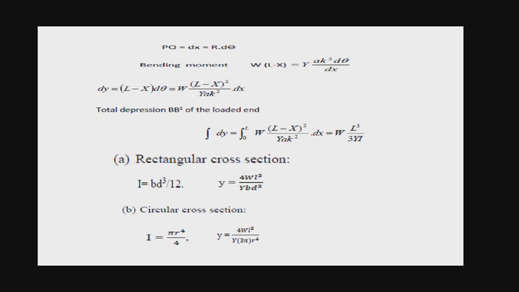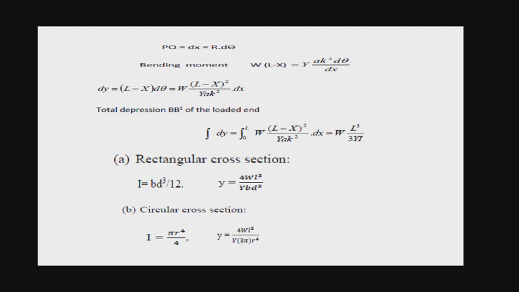Cases for discussion: one for rectangular cross section. If B is the breadth and D is the depth of the beam, then I is equal to BD cube divided by 12. Therefore, the depression at the free end of the cantilever is y equal to 4WL cube divided by YBD cube. Next, the second one is circular cross section.